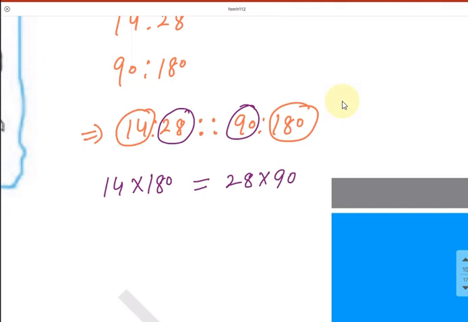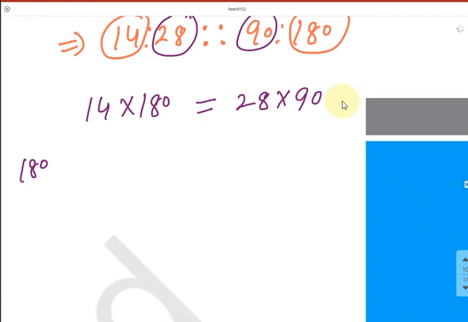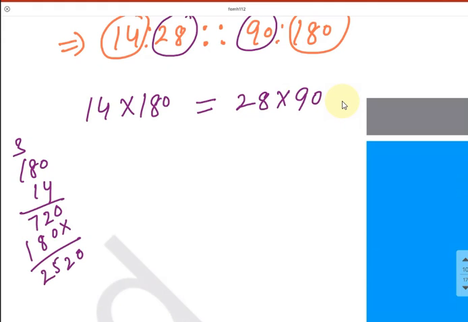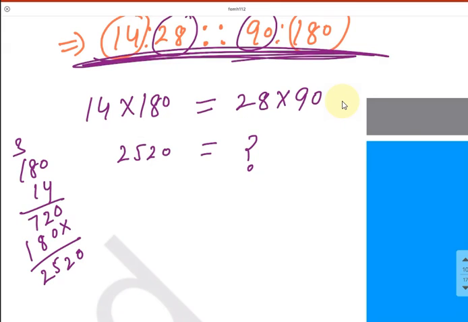Let's check it. 180 multiplied by 14. 4 8s are 32, 3 carry. 4 1s are 4 and 3, 7. Now 100, 1 1s are 1. 0, 2, 8, 7, 15, 1, 1, 2. We got 2520. If this side also we get the same number, we can say these four are in proportion. These two ratios are in proportion when we get this part equal.